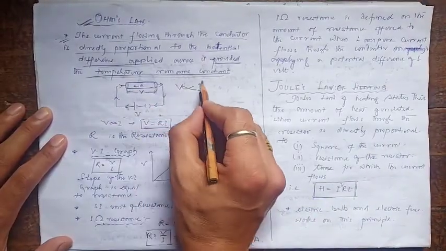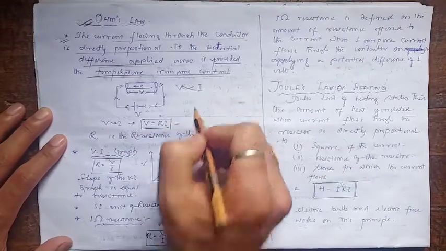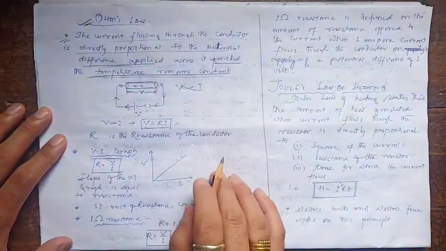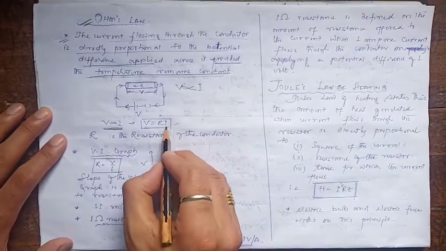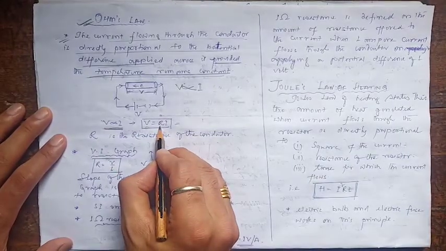Increase the potential difference, current flow will increase. Decrease the potential difference, current flow will decrease. That's what Ohm's law says. Now, mathematically, V is proportional to I. V is equal to IR. Students, here R is the resistance of the conductor.